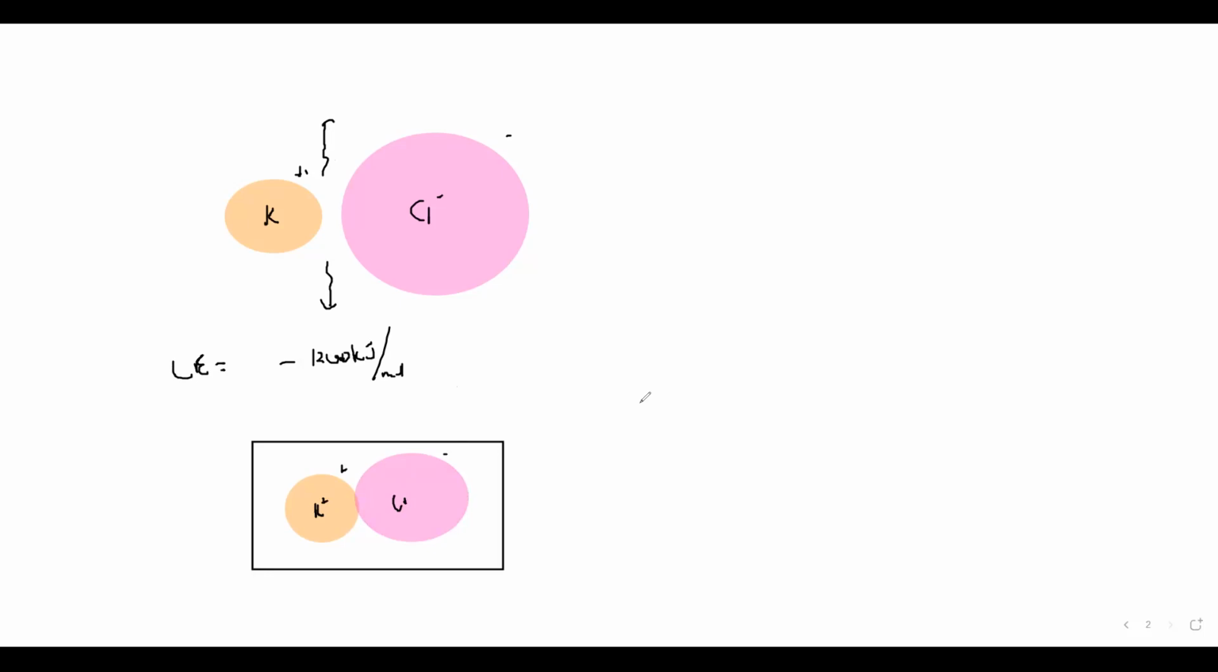Now what happened? This crystal of potassium chloride is added to water. So when we add these crystals to water, the water molecule, in which the oxygen is partial negative and hydrogen is positive, so oxygen will try to form a bond with potassium.